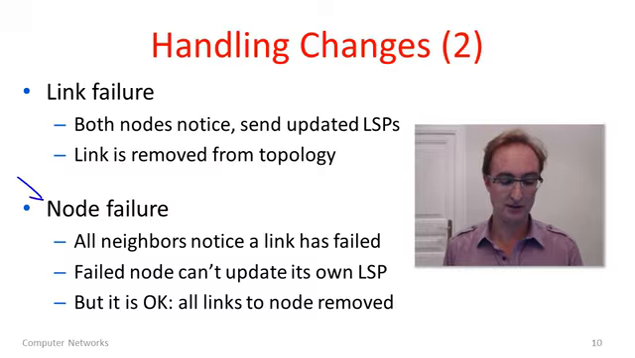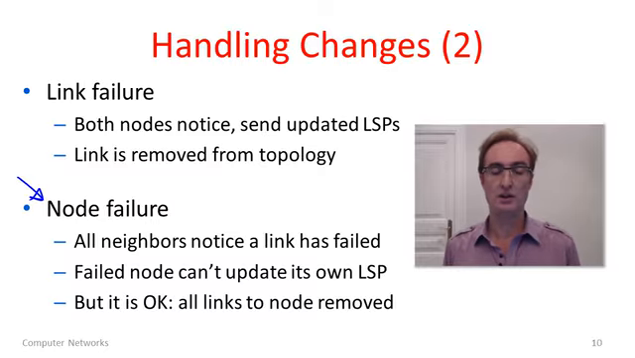This is kind of interesting. All of the neighbors of that node will notice that they can no longer talk to it over the link, so there's something wrong with the link to the node. Actually, these neighbors don't know whether it's their link to the node that's failed or the node that's failed. Both of these cases look the same. In any case, all of the neighbors of the failed node will notice that something's gone wrong, and they'll be able to issue updated link state packets that say they can't reach that node anymore.